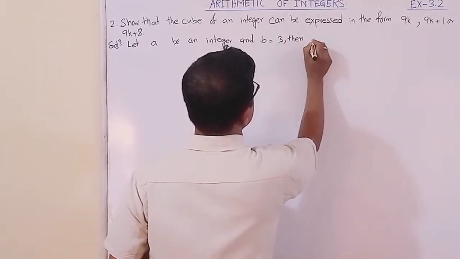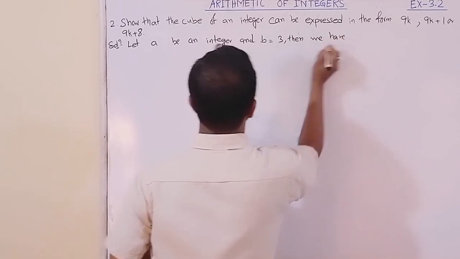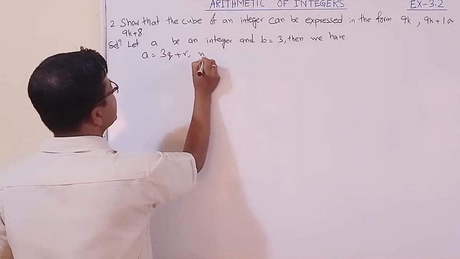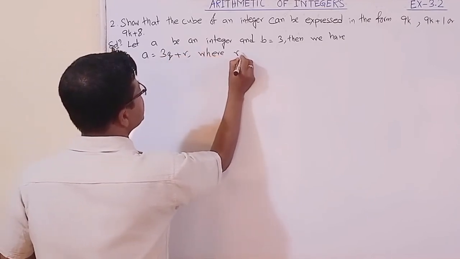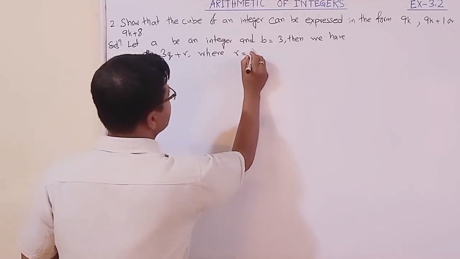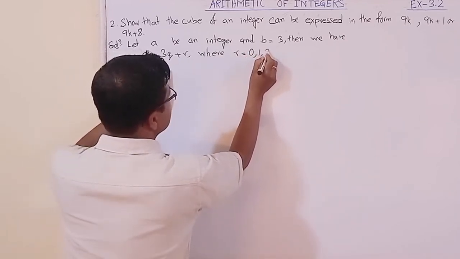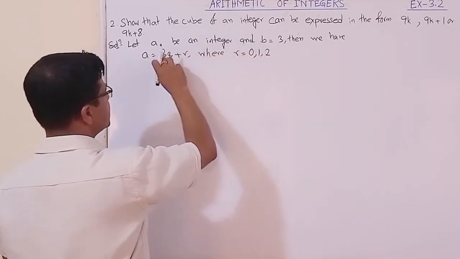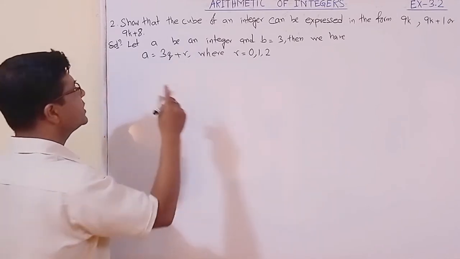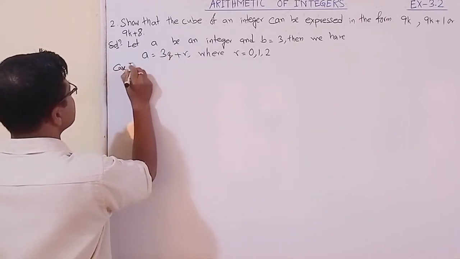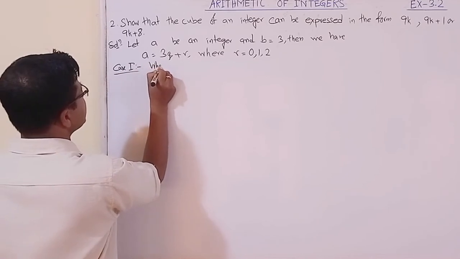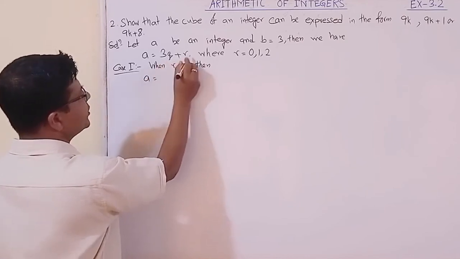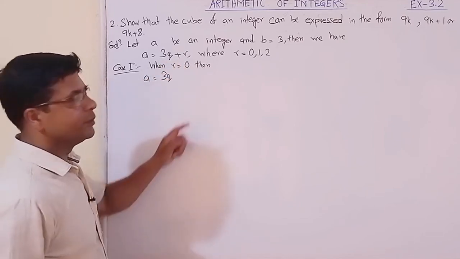Then we have a equal to 3q plus r, where r is equal to, what are the possible values of r? You will always start from 0, 1, 2. Since b is 3, there will be 3 possible values, and the largest value is always smaller than b. So let us take the 3 cases. Case 1, when r is equal to 0, then a equal to 3q plus 0, which means 3q. What do we have to do? We have to cube it.